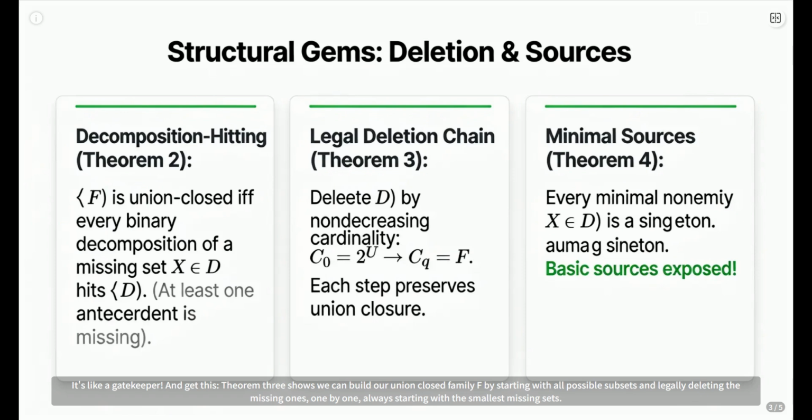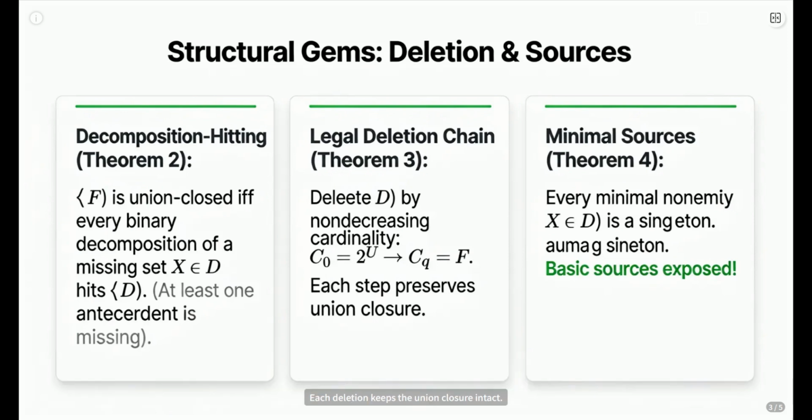And get this. Theorem 3 shows we can build our union-closed family F by starting with all possible subsets and legally deleting the missing ones, one by one, always starting with the smallest missing sets. Each deletion keeps the union closure intact. Finally, Theorem 4 nails it down. The most basic missing things are singletons. If a set is missing, you can break it down until you hit a single element that's also missing. These are our fundamental sources of missingness.